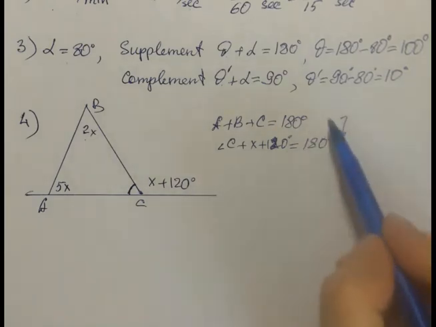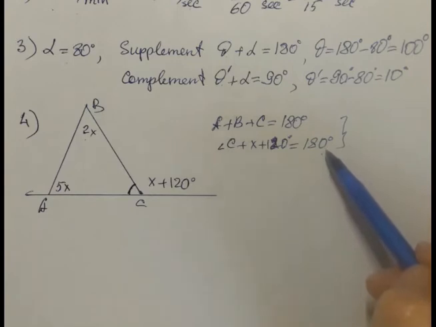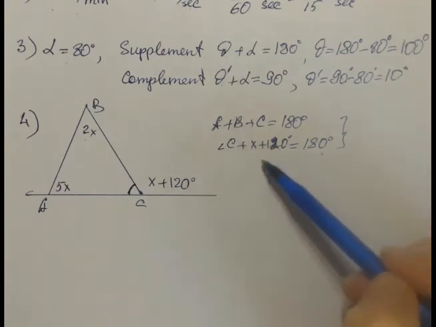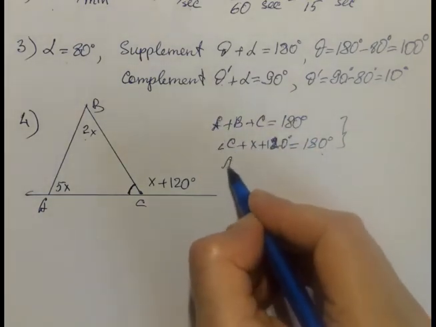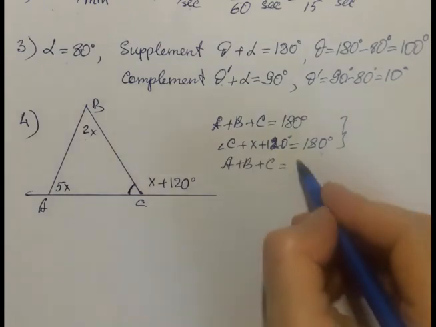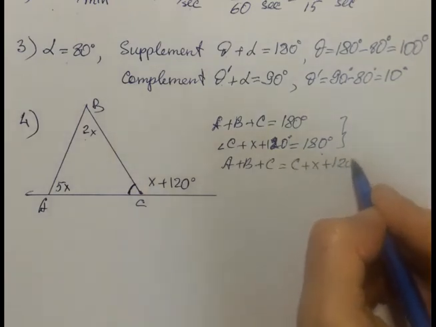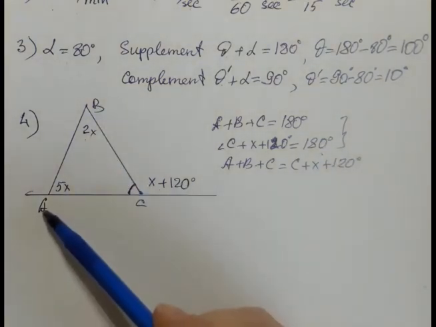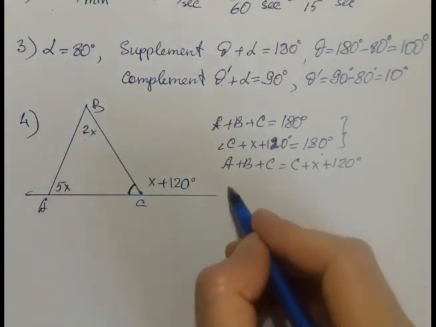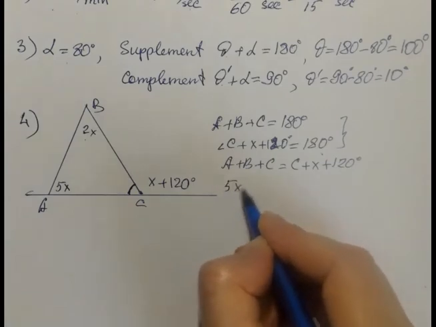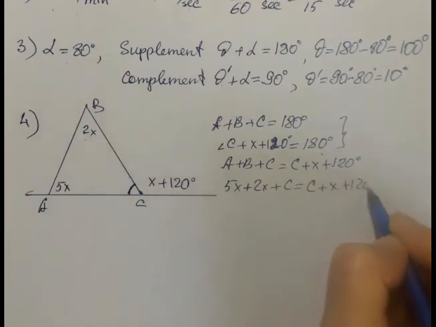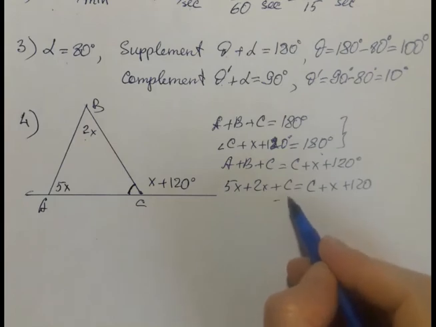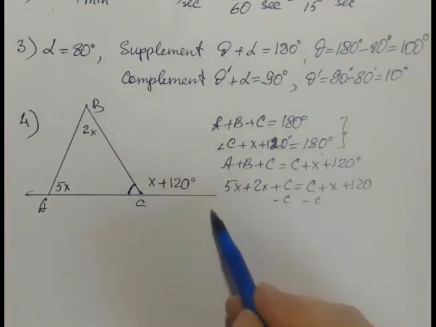So the right sides are equal, so we can set that the left sides are also equal to each other. A plus B plus C must be equal to C plus x plus 120 degrees. We can also substitute the measures of A and B. 5x plus 2x plus C equals C plus x plus 120. So we can subtract C from the left and from the right and simplify this equation, combining like terms.